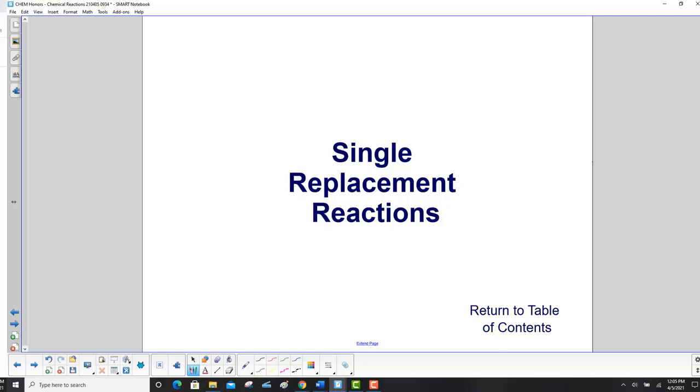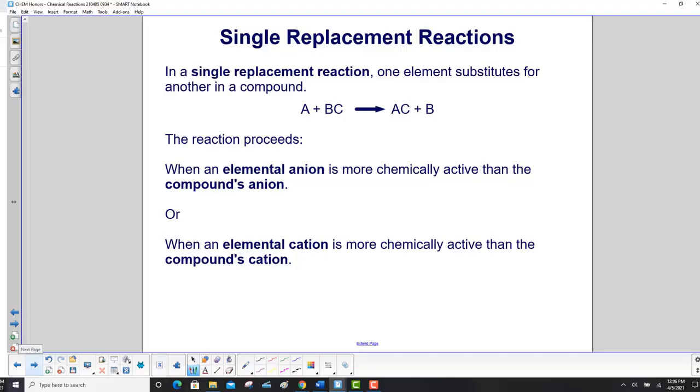Single replacement reactions. In a single replacement reaction, one element substitutes for another in a compound. So we went from A plus BC, we're going to have the A replacing the B, and that leaves the B out here. The reaction proceeds when an elemental anion is more chemically active than the compound's anion.